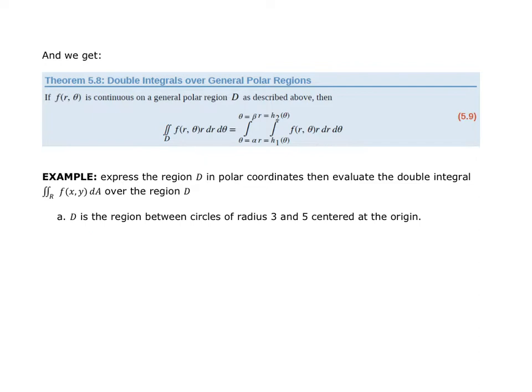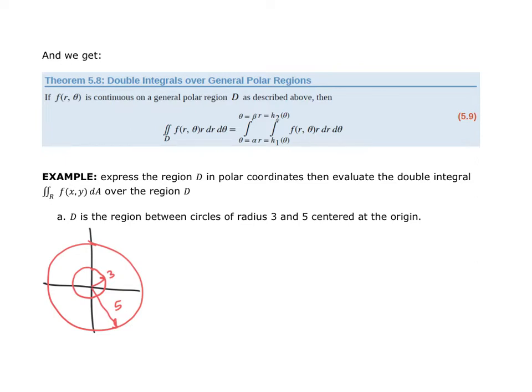So express the region D in polar coordinates and then evaluate the double integral over the region D. Now, if this was asking for just the area, then I probably wouldn't bother doing the integration. So the first thing is that I have some radius of 3, and then I also have some radius of 5. If they were asking me to find the area, this would be simply the larger circle area minus the smaller circle area. But they're asking me to describe the region and then, of course, to evaluate the double integral.